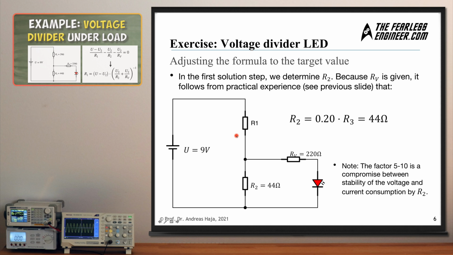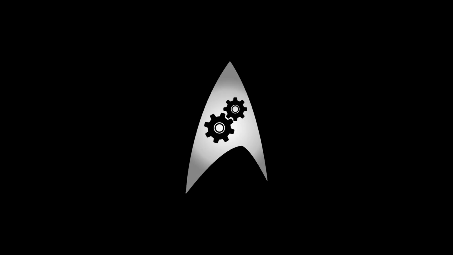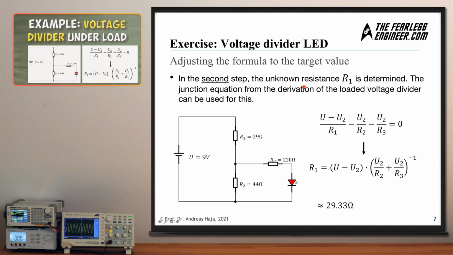Now we have only one resistor missing in the setup. We are now looking for R1 because we have R2, we have RV, we have the total voltage, and we are looking for the R1 which renders the voltage drop across R2 to a value of 5 volts. In the second step, we want to compute the unknown resistance R1 based on the values which we have determined for the rest of the voltage divider setup. And we can use the junction equation for this junction here, which we have looked at on the first slide, which introduced the loaded voltage divider at the beginning of this video.